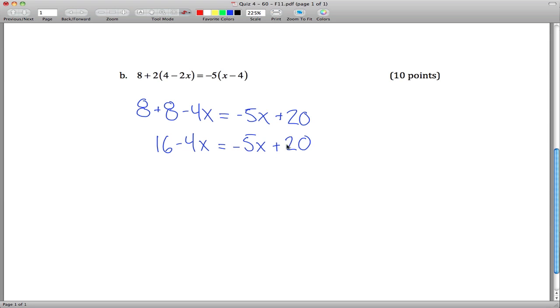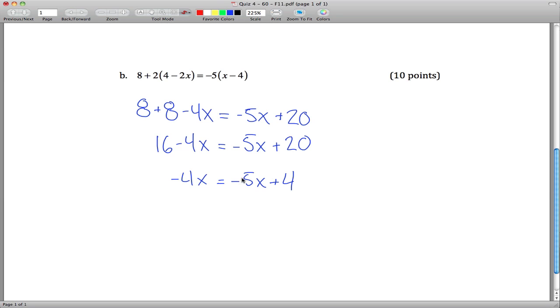And then we start adding and subtracting things to both sides of this equation to end up with x equals something. So you maybe subtract 16 from both sides. That'll get rid of this 16. And then we'd have 20 minus 16 over here. 20 minus 16 is just 4.